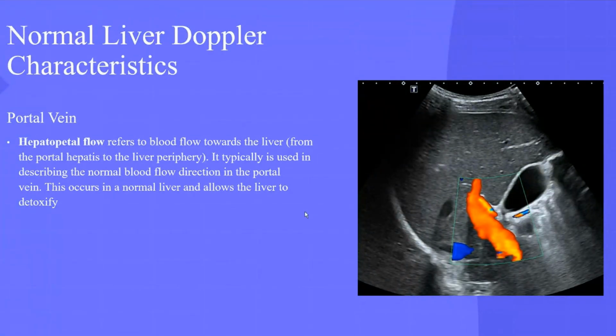First, hepatopetal flow refers to the blood flow towards the liver, from the porta hepatis towards the liver periphery. It typically is used in describing the normal blood flow direction in the portal vein. This occurs in the normal liver and allows the liver to detoxify. So the portal vein will have the same flow direction as the hepatic artery. Both are towards the liver.